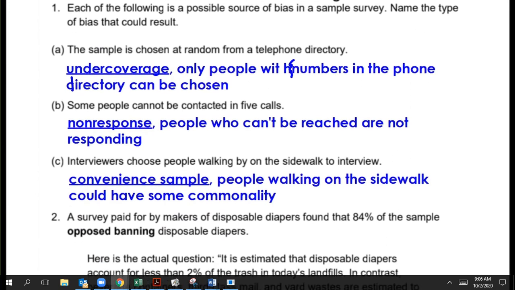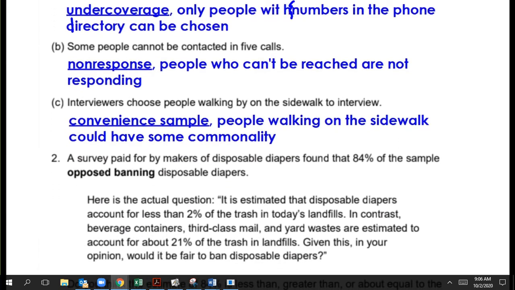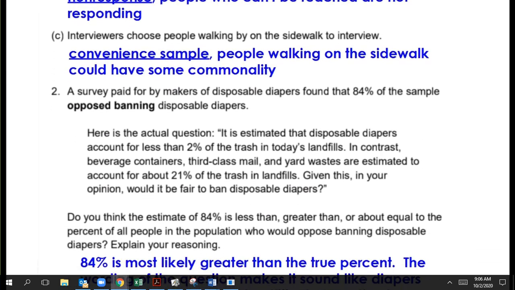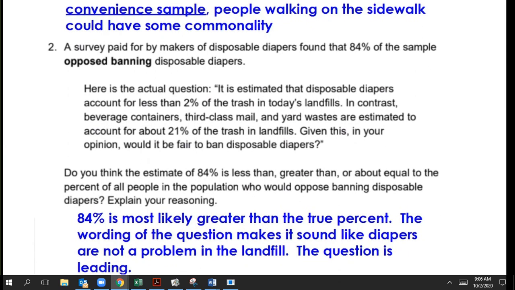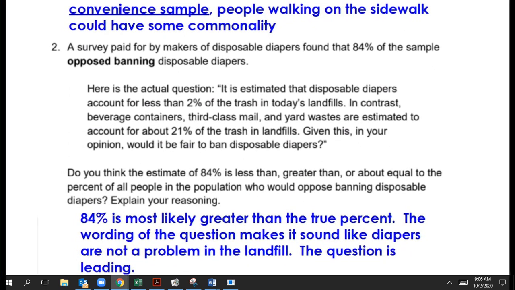And then on number two, we had this question. It is estimated that disposable diapers account for less than 2% of the trash in today's landfills. In contrast, beverage containers, third-class mail, and yard waste are estimated to account for 21% of the trash in the landfills. Given this, in your opinion, would it be fair to ban disposable diapers? That is just a lot of words, and they're clearly leading you to say it's not fair to ban disposable diapers when they account for so much less of the trash than these other things. They shouldn't have given all that information about the other things. They should just let people decide on what they think. It does lead them towards a specific answer. You'll see that a lot in political polls or polls on Instagram.